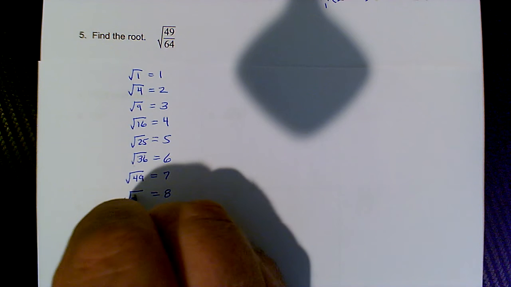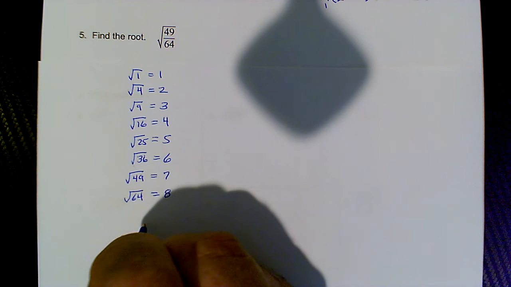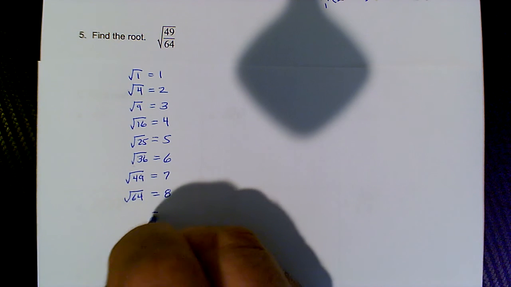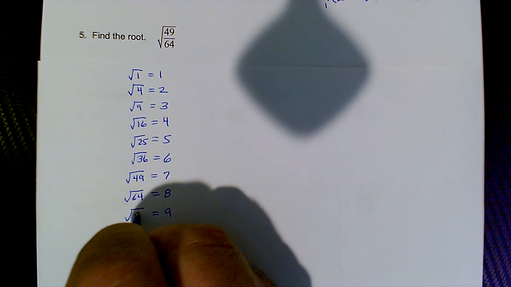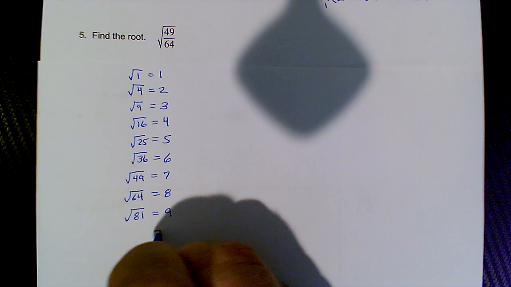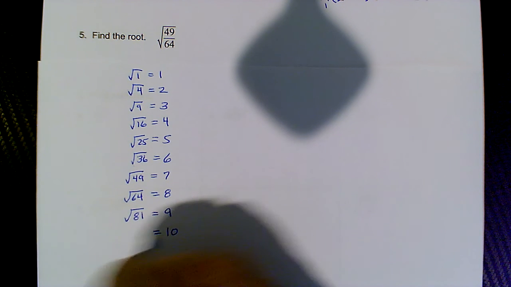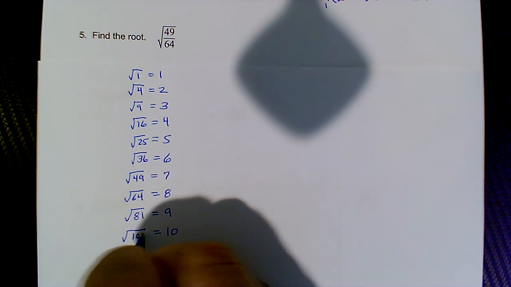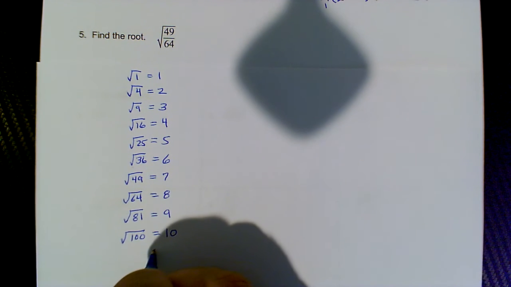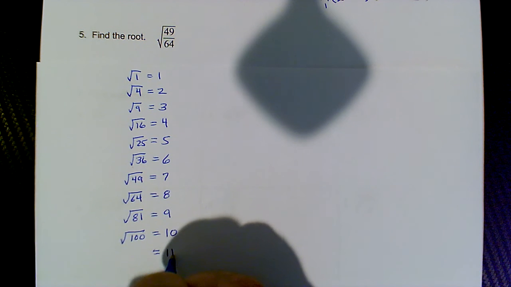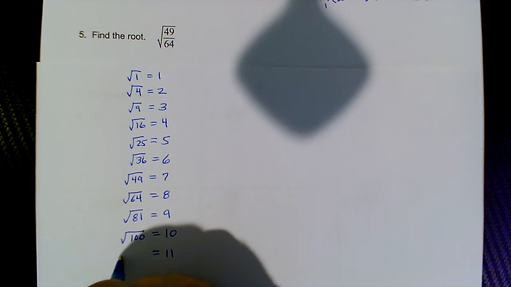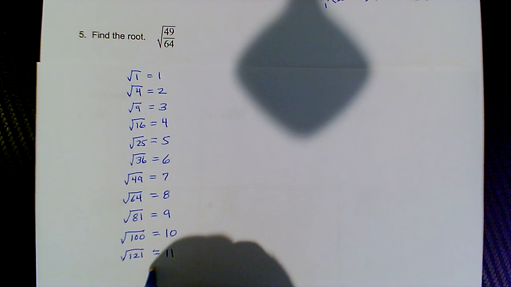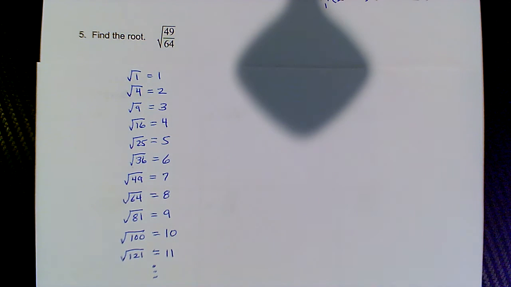8, square root of 64, excuse me, is 8. 9, square root of 81, 9 times 9. 10, square root of 100 is 10, because 10 times 10 is 100. You might want to go up to 11, and that's probably going to be sufficient, but if you need more, 11 times 11 is 121, so you could list more if you like. So we'll keep this chart handy.